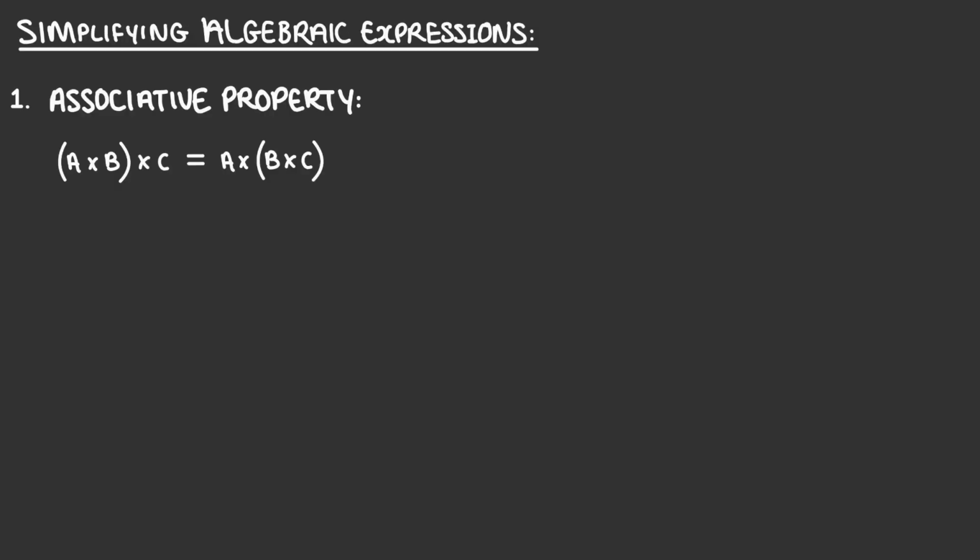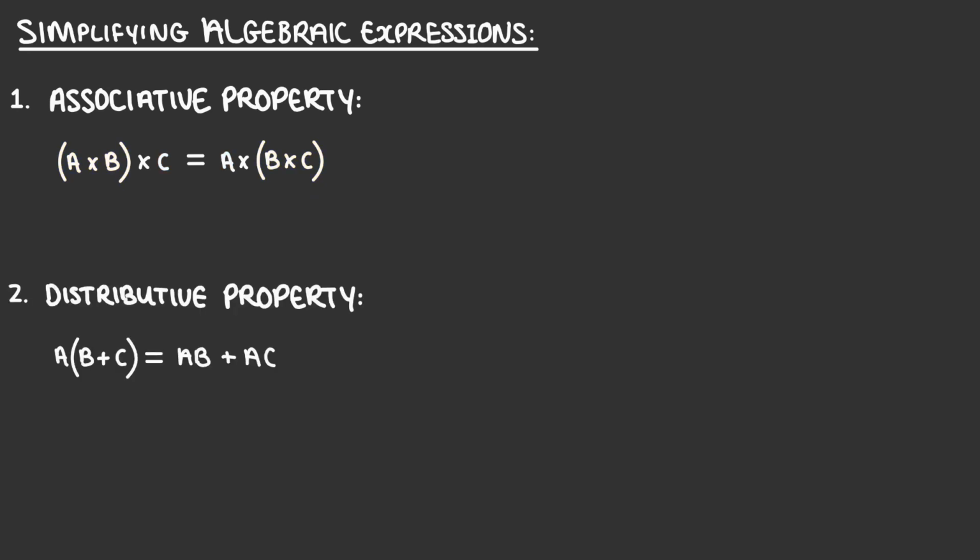We must be able to use various properties of multiplication in order to simplify algebraic expressions. So as a way to begin, I'm going to talk about the associative property. The associative property of multiplication states that if we multiply two numbers, a and b, and multiply the result by another number, c, that this is the same as multiplying the number a by the result of multiplying the two numbers b and c. So changing the order by which we multiply different numbers in a sum does not change the answer that we end up with.